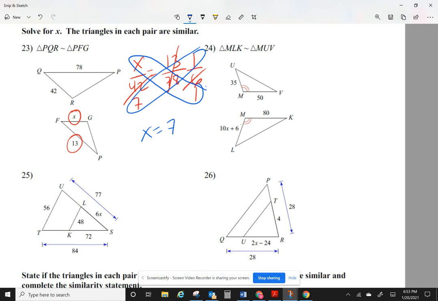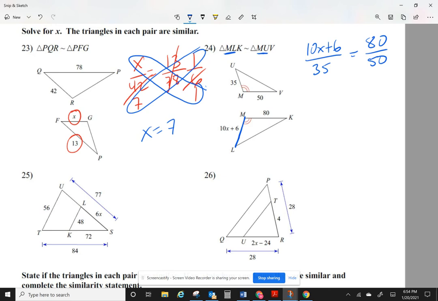All right, looking at question number 24, where x is, I want to use those two values, 10x plus 6 and 80. Because they come from the same figure, they go on the top of the fraction. Now, if you can tell if 10x plus 6 is bigger than 80, it goes with 50. If not, it goes with 35. Now, I cannot tell, so I'm going to say 10x plus 6 is the side ML. Those are the first two letters. So that goes with MU. That means that goes with 35. And 80 goes with 50.